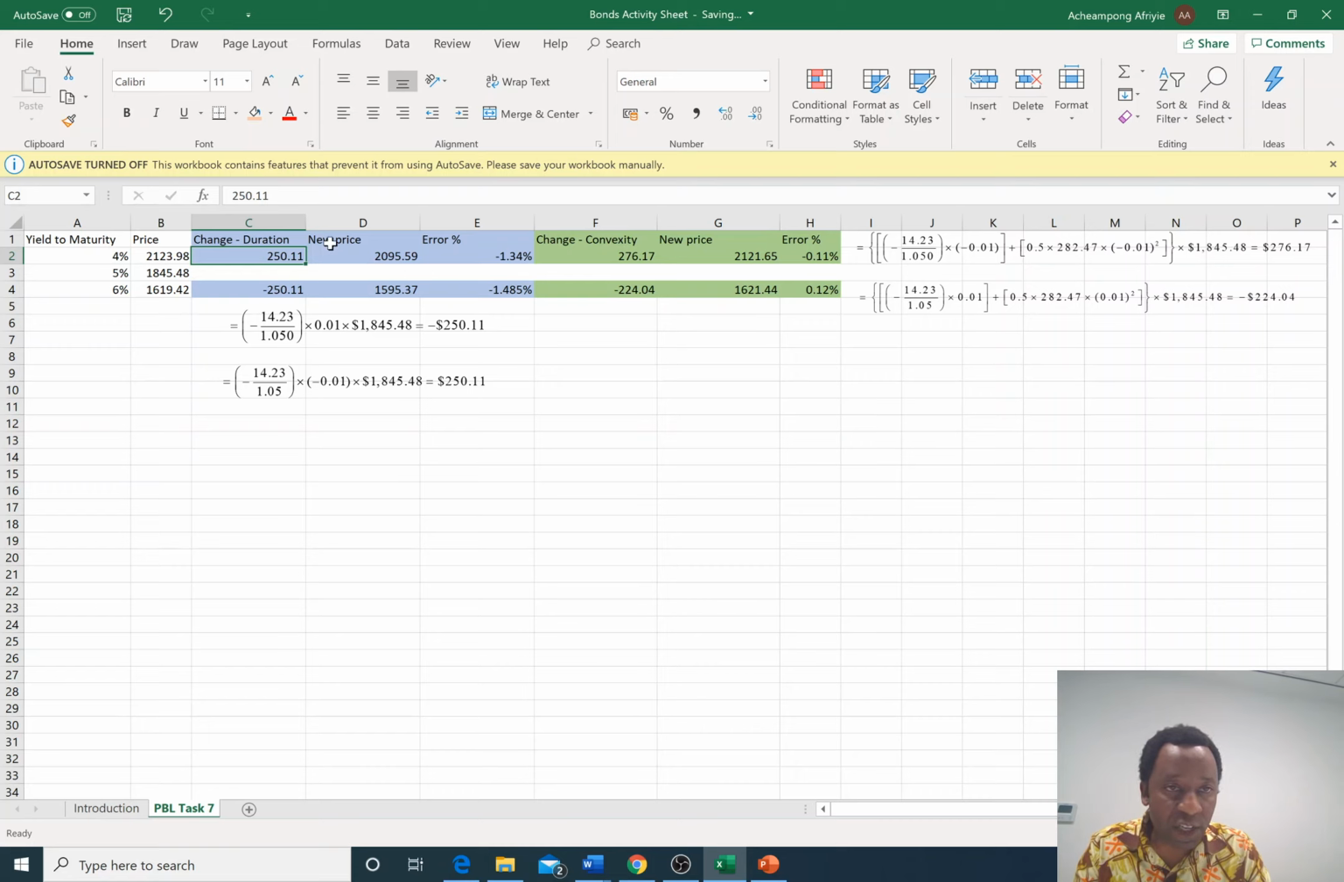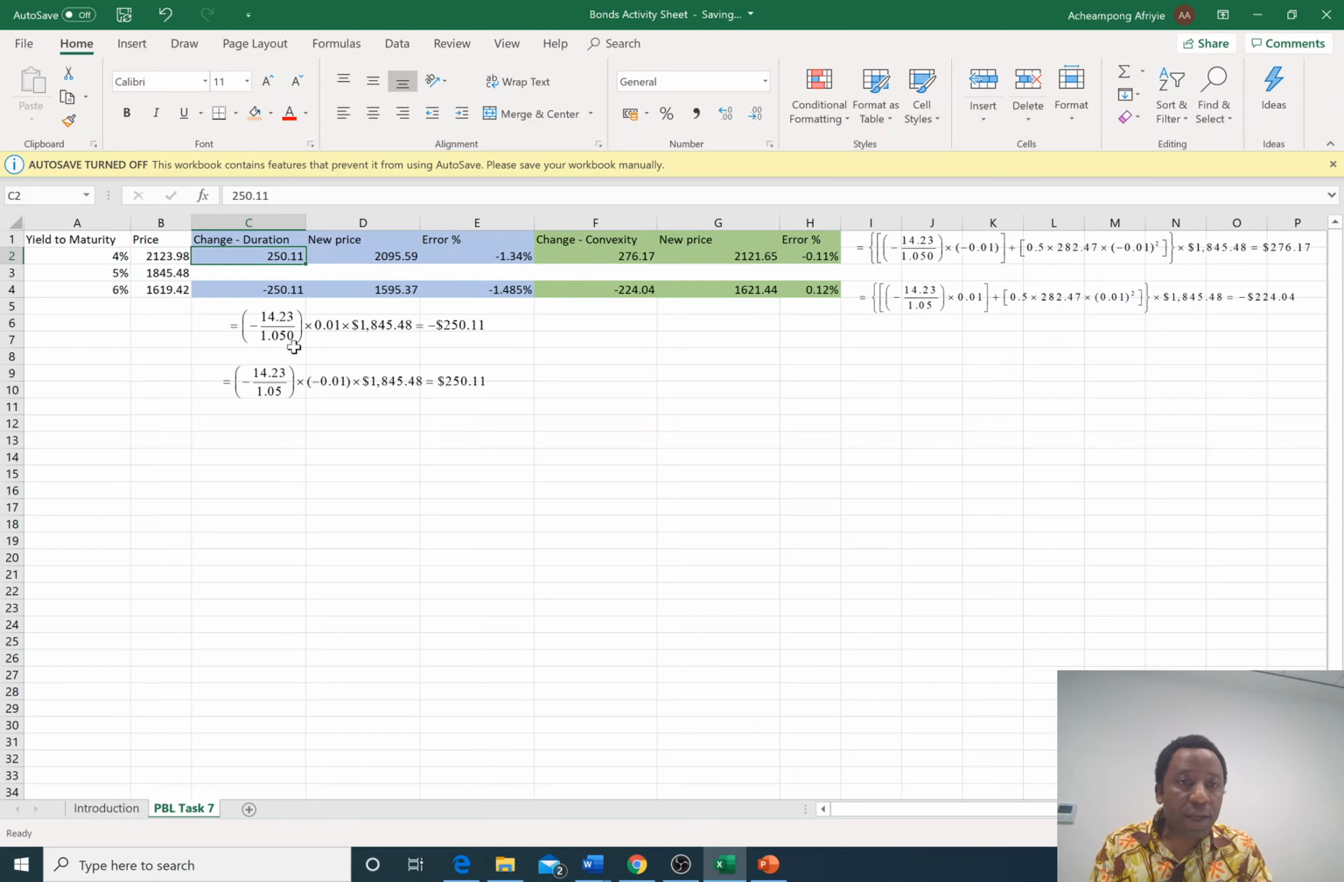If you are predicting the change in price after the movement to 4% or 6% using the duration, then you're in the blue zone. If you're predicting the change in price after the yield to maturity has gone down to 4% or gone up to 6% using the convexity, then you'll be in the green zone, right? And we have the formula here. So these formulas are coming from your solutions from Moodle. That's kind of showing you how you worked out these new changes here, right?